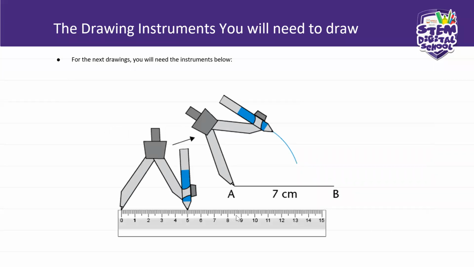So you will be using these drawing instruments, they come in different sizes. And I've noticed that the bigger the size, the better. But if you don't have the drawing instruments, please use mathematical instruments. They will serve the purpose. But it would be best if your parents could get you drawing instruments.